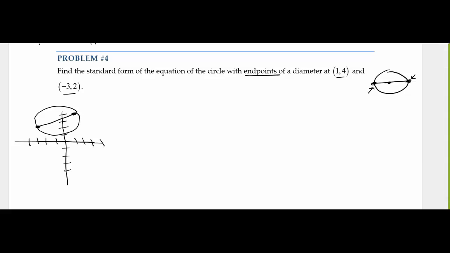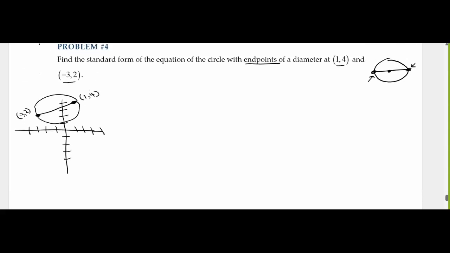So if we know these endpoints here, remember this is 1, 4, and this is negative 3, 2, we talked about some formulas before that could be really helpful for us to figure this out. Remember when we talked about the distance formula and the midpoint formula? Using both of those is going to help us figure out the center and the radius, and that's what we need in order to write an equation in standard form.